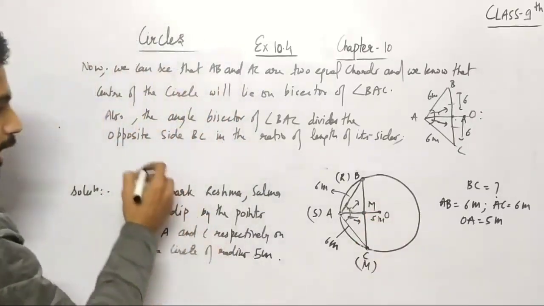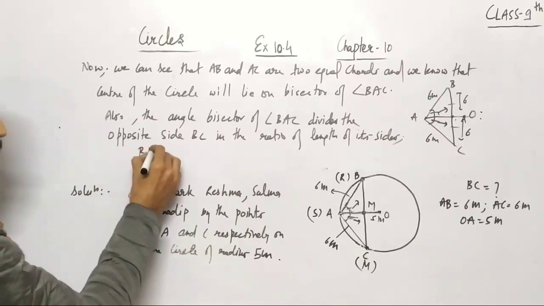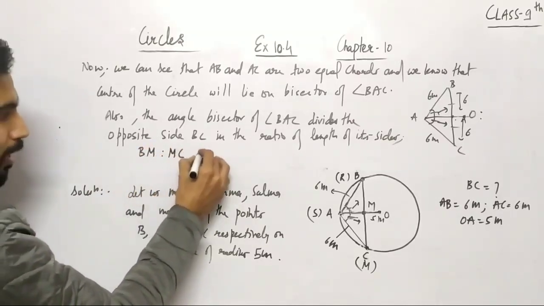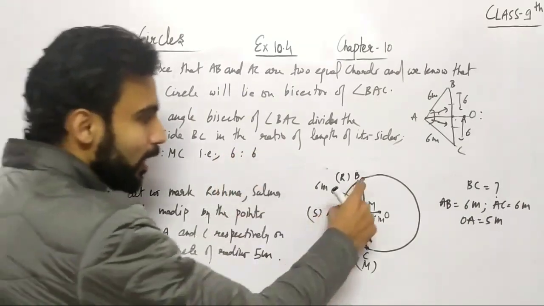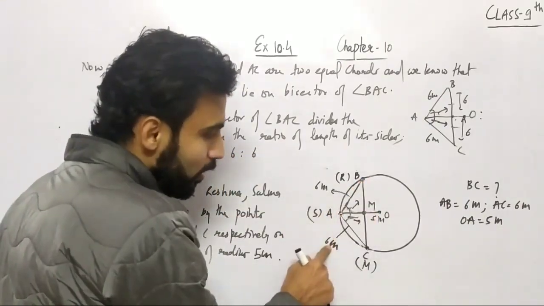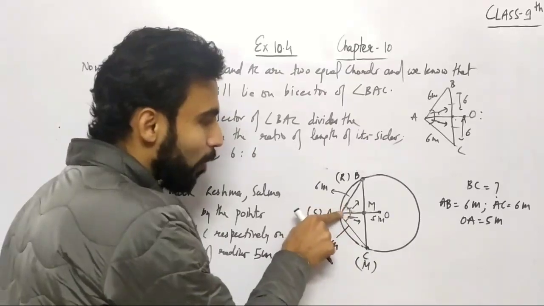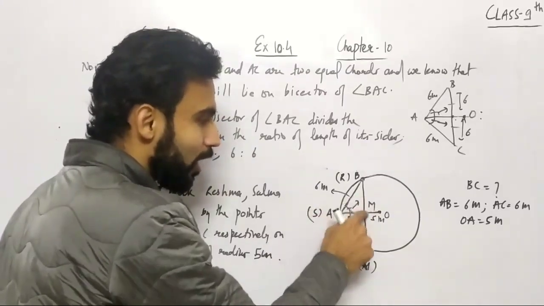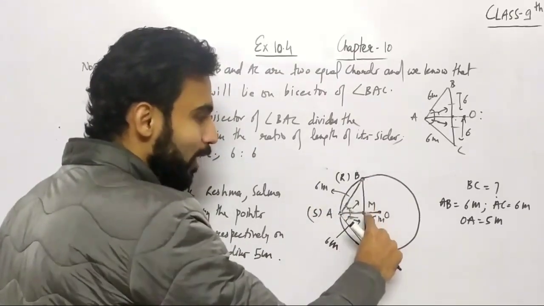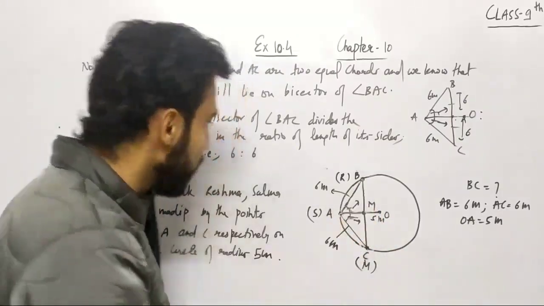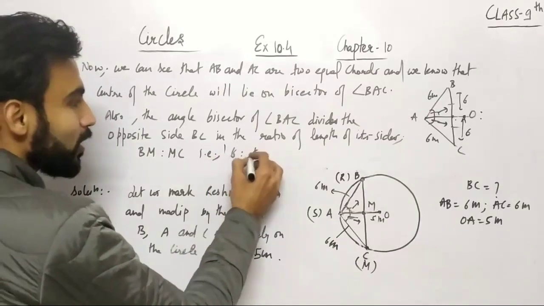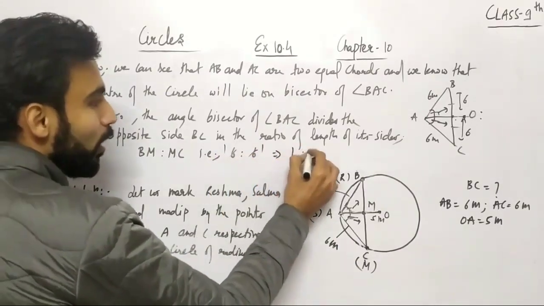सो दैट मीन्स कि यहाँ पे BM रेशियो MC क्या हो जाएगा, 6:6, राइट? सो यहाँ पे आप देख सकते हैं इन दोनों की लेंथ कितनी थी, 6 मीटर ईच. सो यानी ये एंगल बाइसेक्टर जो है वो अपोजिट साइड को क्या करेगा, BC को दो पार्ट्स में डिवाइड करेगा इन द रेशियो 6:6, जो कि इनकी खुद की लेंथ है, राइट? सो यू कैन सी हियर that 6 is to 6, this implies 1:1.